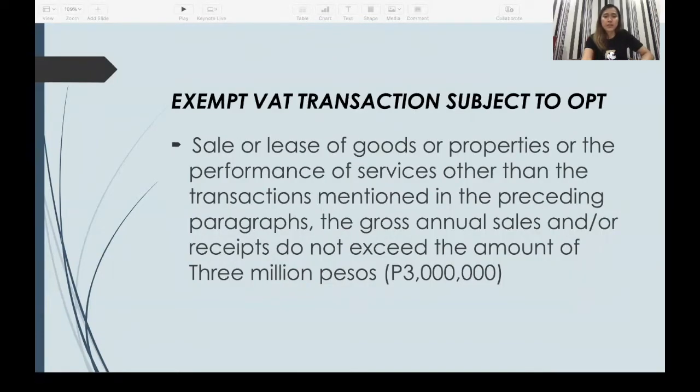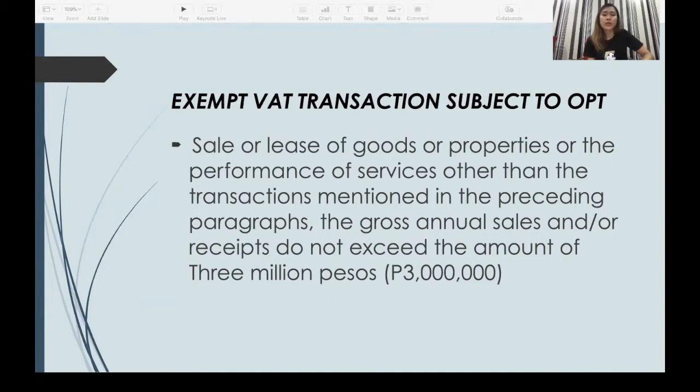Exempt VAT transaction subject to OPT or the other percentage tax. Kasi nga, di ba, the types of business tax are value added, other percentage tax or percentage tax, and excise tax. So here, exempt VAT transaction subject to other percentage tax.